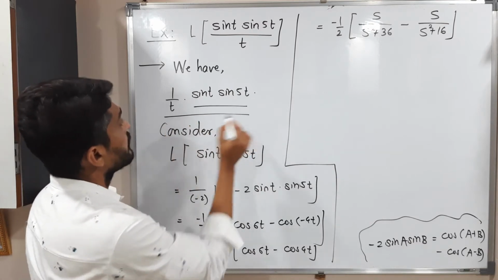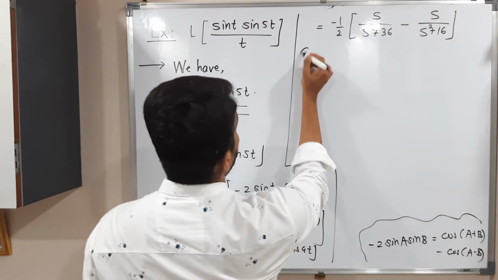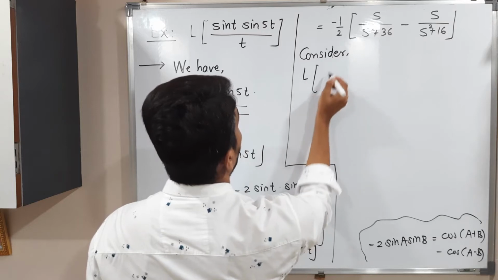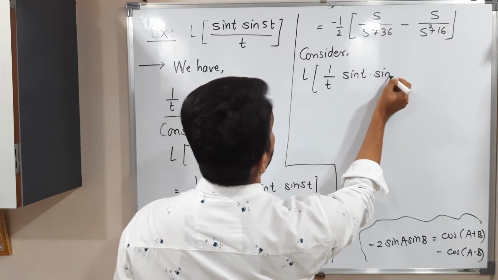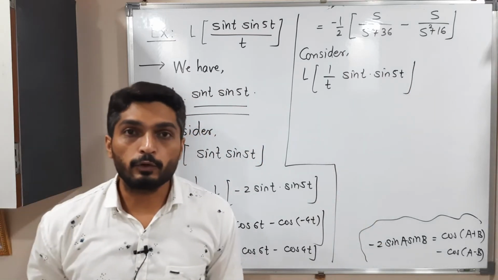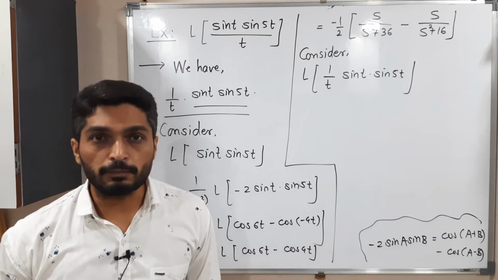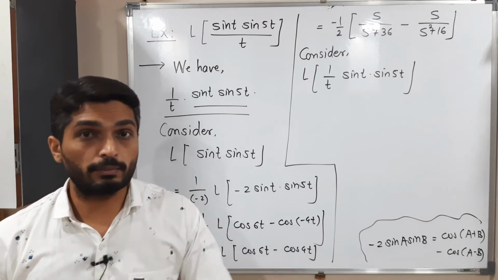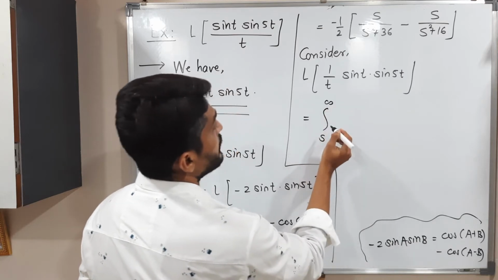So now we have to consider the entire function. That means we have to consider that 1 by t also. Let us consider Laplace of 1 by t into sin t into sin φt. You know that 1 by t is there, that means definitely we have to go for effect of division by t. What we do in case of effect of division by t? Simply we take integration with limits s to infinity, you remember? So limits are fixed, s to infinity, and integration of what?